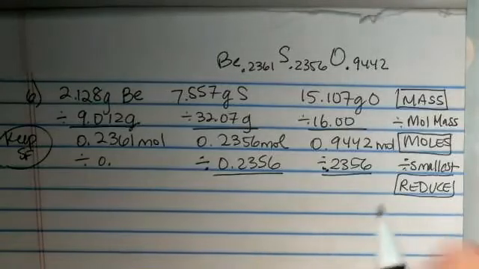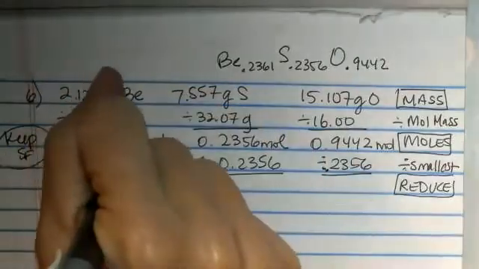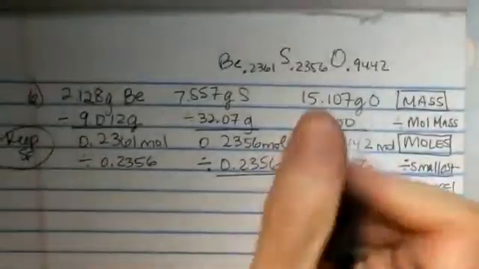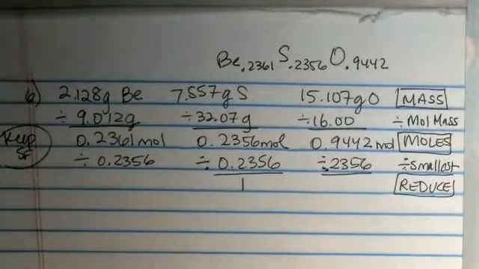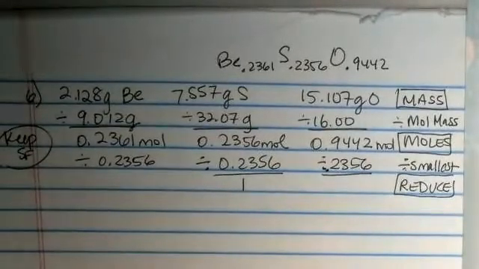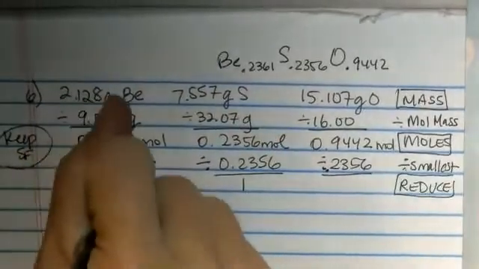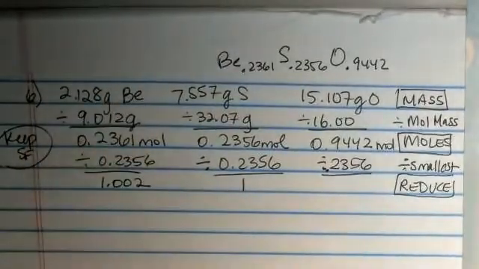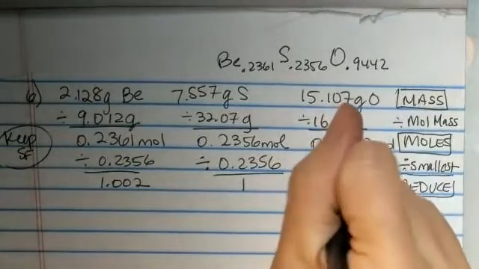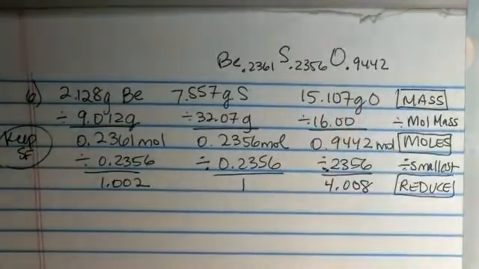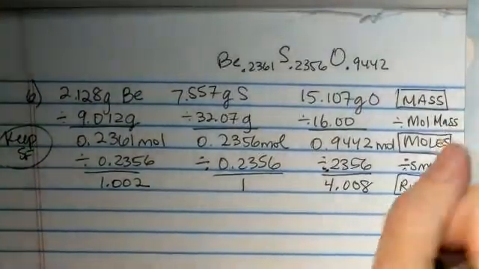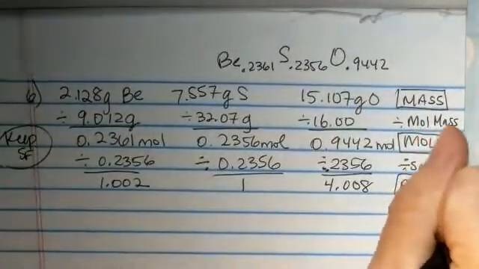So I need to multiply everything through by 0.2356. All right, so the sulfur will obviously go to 1. So let me take the 0.2361 divided by 0.2356. I get 1.002. And for the oxygen, 0.9442 divided by 0.2356, I get 4.008. All right. Now, this next step here, I'm going to put a question mark.